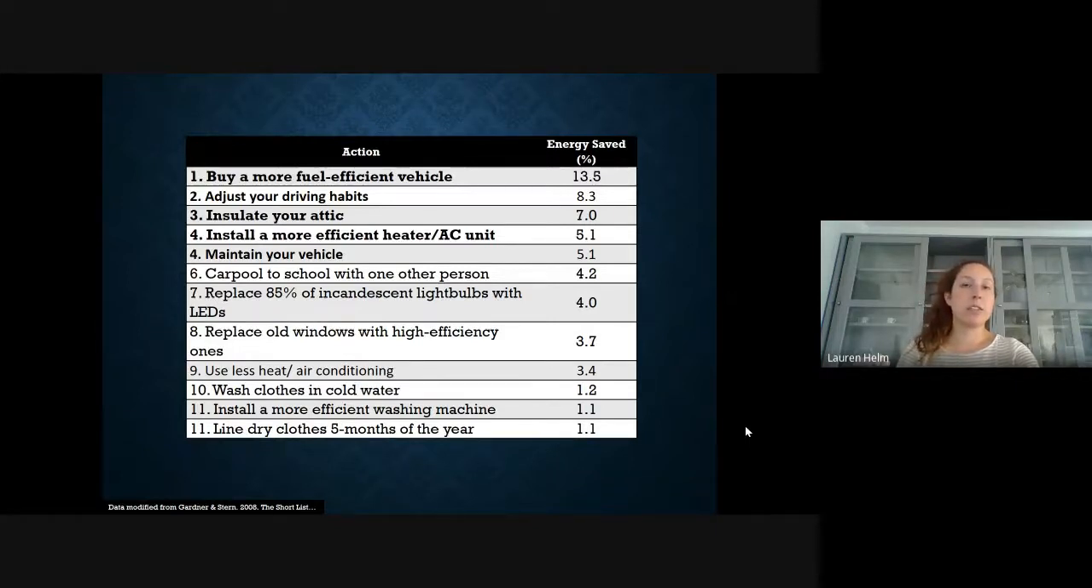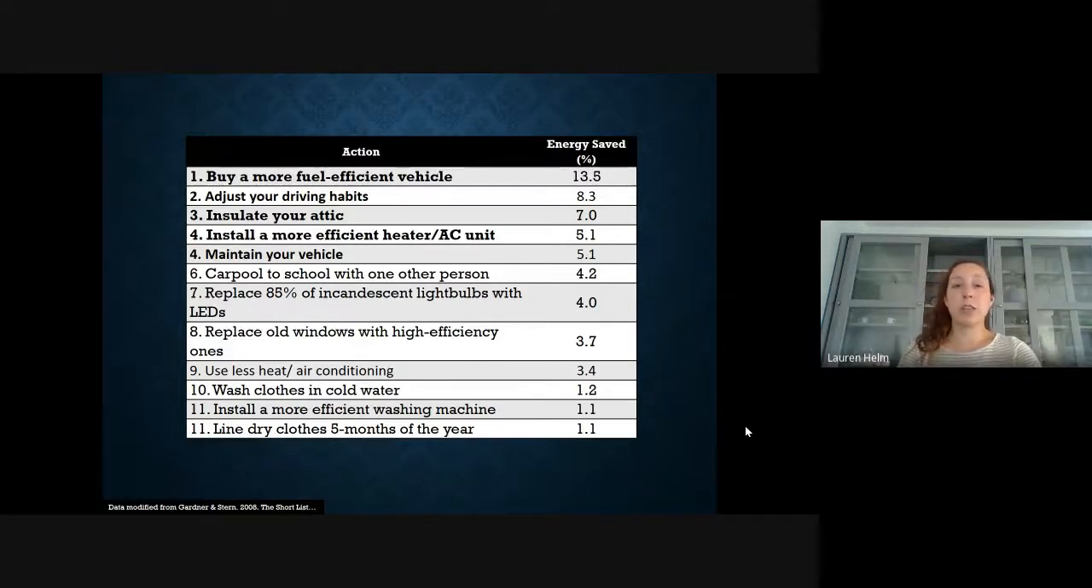You can insulate the attic of your home. Now in the summer, it stays cooler. In the winter, it stays warmer, so you don't have to use as much heating. You could also install a more efficient heating or cooling unit, so it uses less energy when it's heating or cooling your home. You can maintain your vehicle. A maintained vehicle is more efficient and uses less energy and therefore less CO2. You can carpool to remove a vehicle off the road.